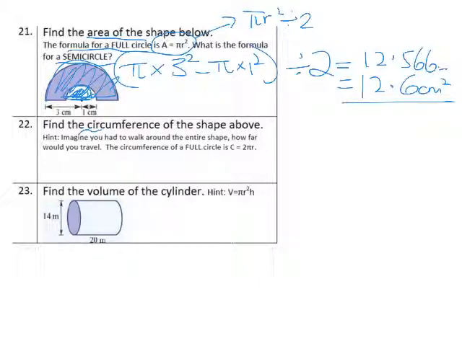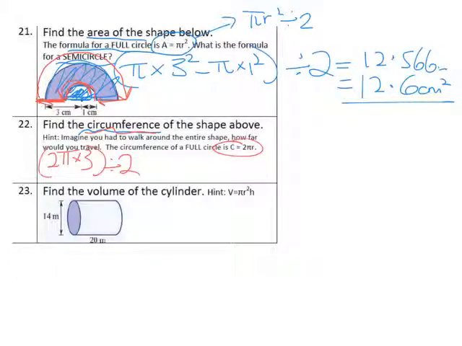Now it says we're going to find the circumference of that shape. I want you to imagine you're a little red dot, and you're going to walk around a semicircle, then a straight edge, then another smaller semicircle, and then along a straight edge and back to the start again. Now we're going to map out and figure out how long you've walked. So let's do that now.